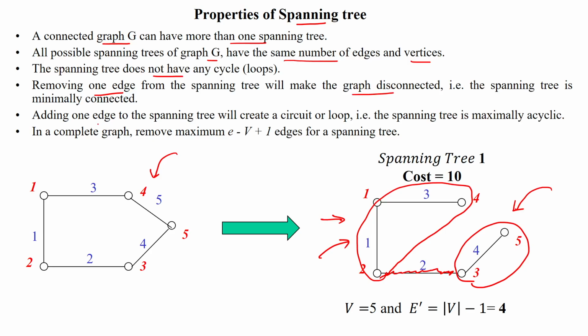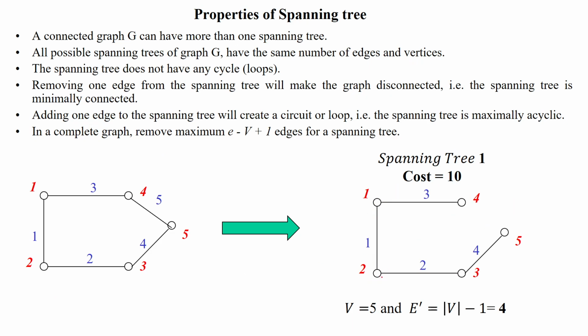So when we are adding one edge to the spanning tree, wherever you add one edge, for example I am adding one edge between 3 and 2, it forms a cycle. Suppose I form one edge between 4 and 5, it forms a cycle. If I add one more edge between 1 and 2, right, it also forms a cycle. When you add one edge to the spanning tree, it will create a cycle, or circuit, or another terminology is loop. So the spanning tree is a maximally acyclic graph, right?